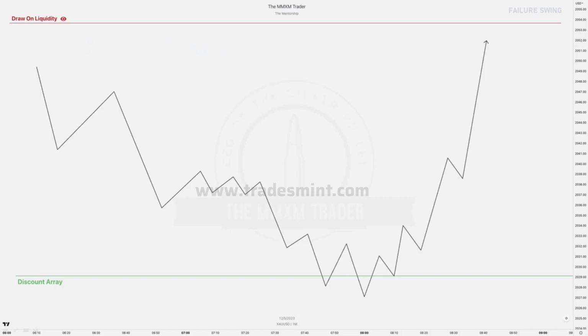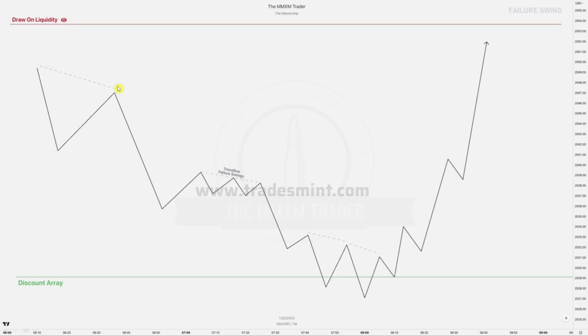So over here we got a crude depiction of a market maker buy model. We've got our draw on liquidity up here, our structure, and our discount array. Now think about where we want to see those failure swings form, right? When we are bullish, we want to see those bearish failure swings, which is a high that fails to take out another high, right? So how does that look like?